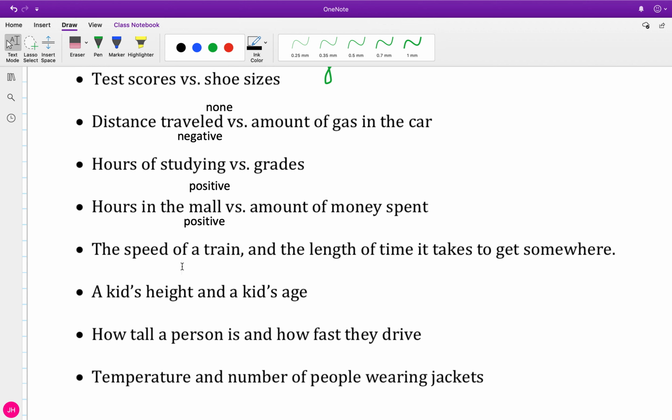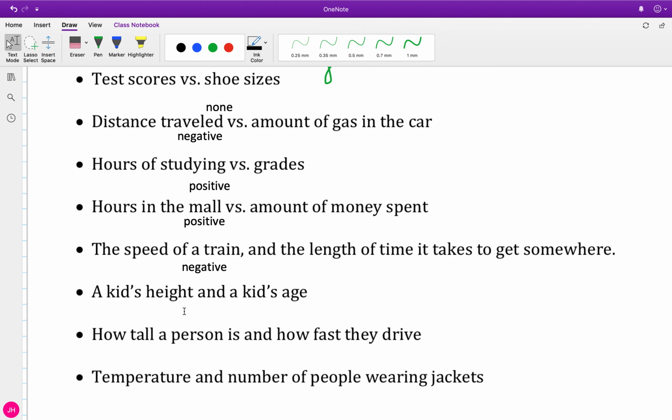The speed of a train and the length of time it takes to get somewhere. So the faster you're going, the less time it takes to get somewhere. Because if the train's going 100 miles an hour, you'll get there quicker than if it's going 50 miles an hour. So the faster the train, the less time. So that is negative.